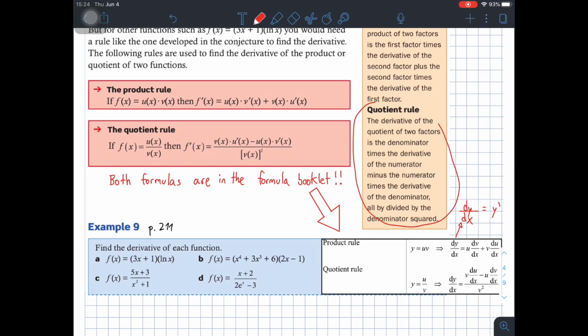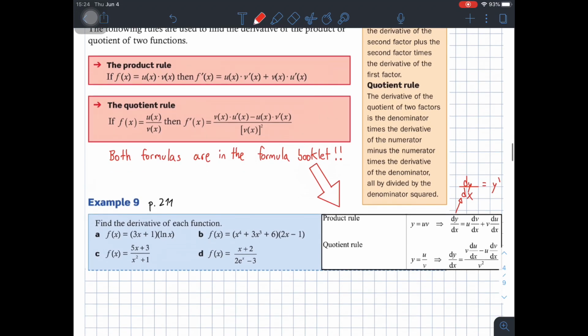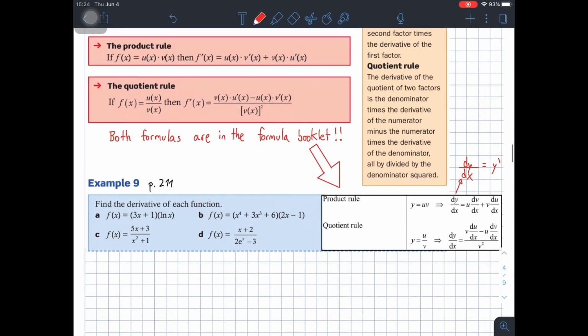So let's read how to read the quotient rule. It says, the derivative of the quotient of two factors is the denominator times the derivative of the numerator minus the numerator times the derivative of the denominator, all divided by the denominator squared, right? There, this "by" shouldn't be there, okay. But you understand the idea.